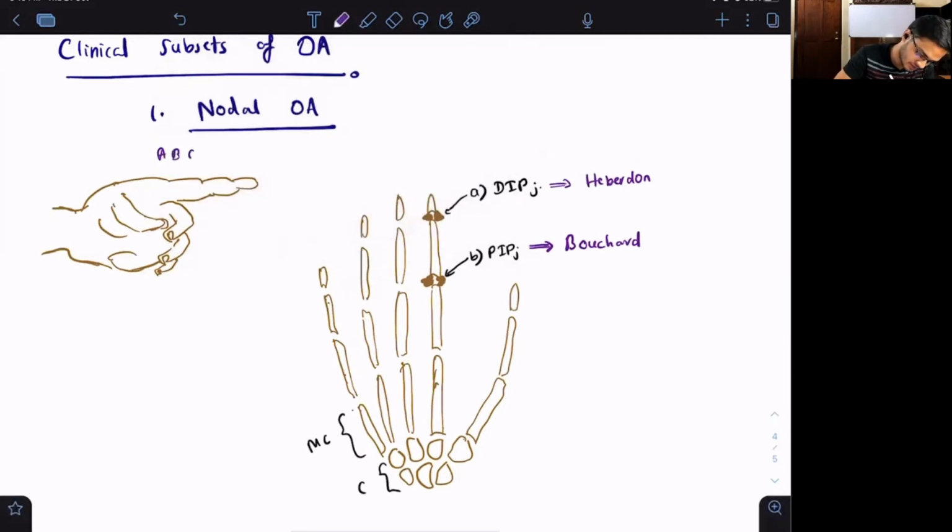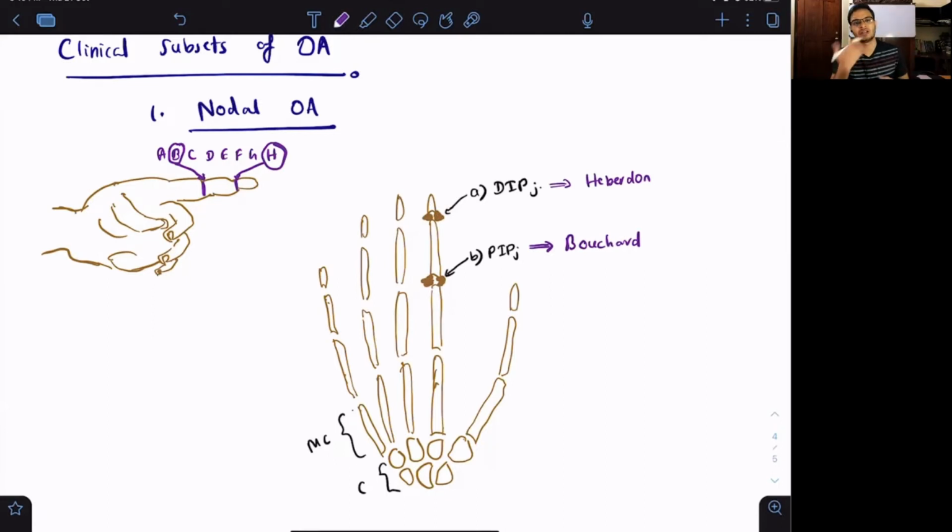A, B, C, D, E, F, G, H. H is there, guys, and B is here. So, Heberden and Bouchard. The distal one is Heberden, the proximal one is Bouchard.